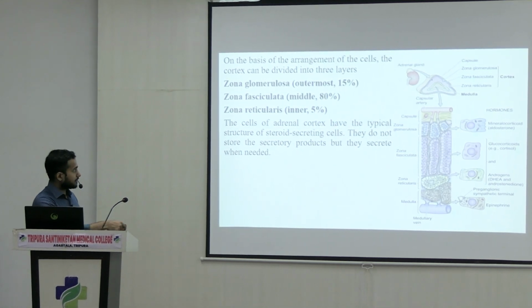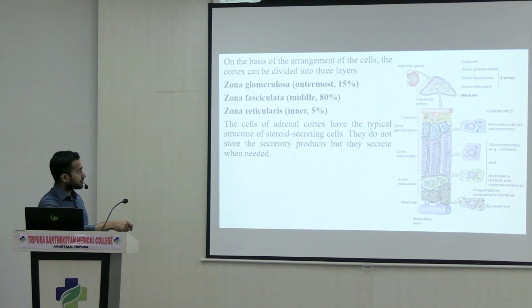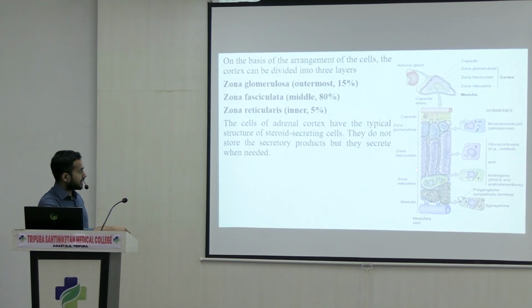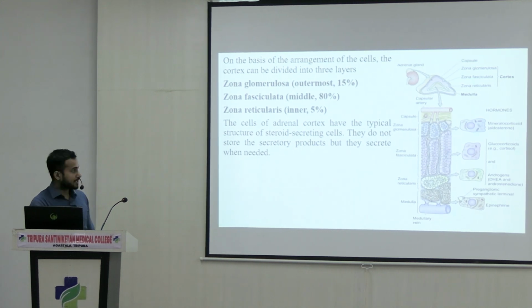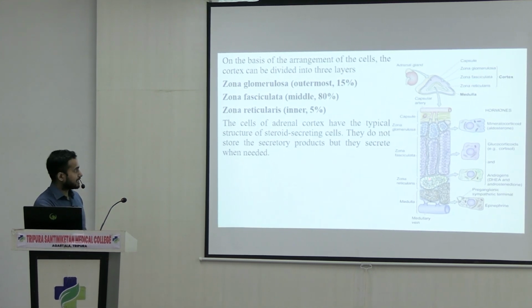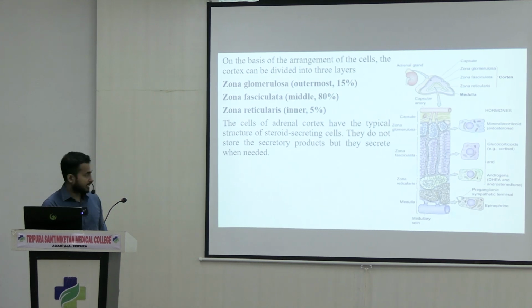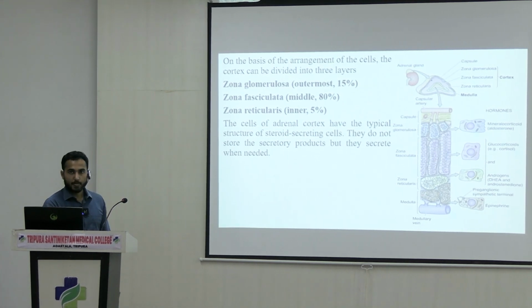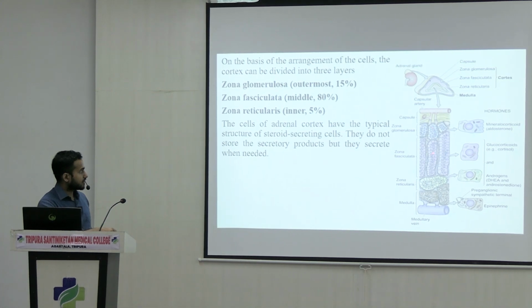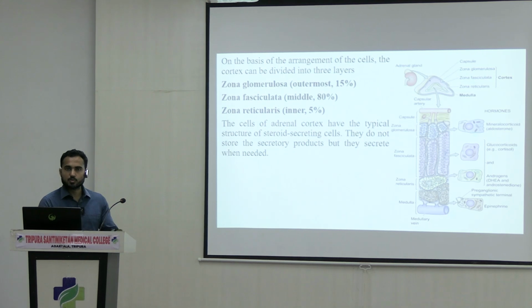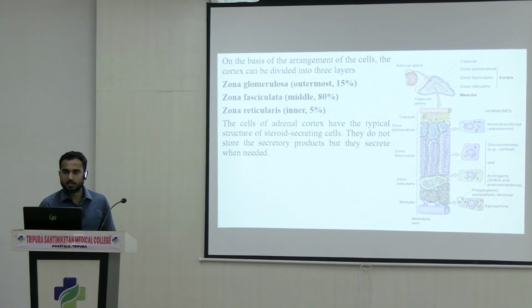Now, if you see the diagram, this is the capsule, this entire part is the cortex, and only this part is the medulla. That means 90% of the gland is made up of cortex, only 10% is made up of medulla. In the cortex, as I said, 3 different zones are there. The outermost is the zona glomerulosa, then zona fasciculata, and then zona reticularis. Zona means zones, so 3 different zones are there.